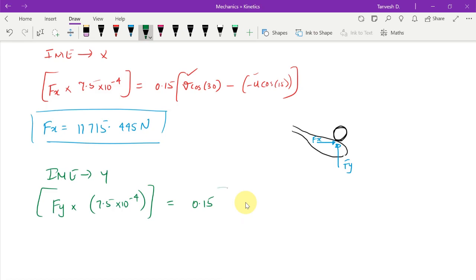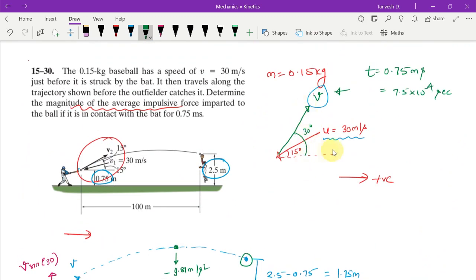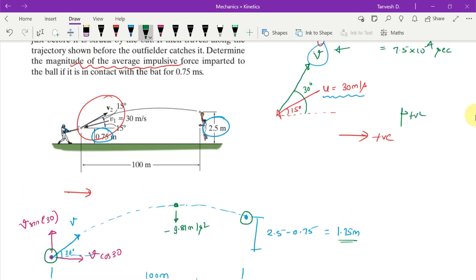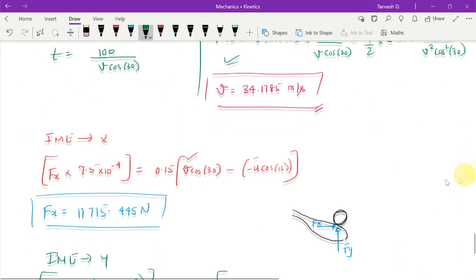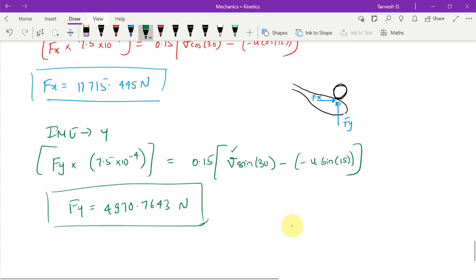So it is equal to mass into the final velocity Vy, which is upwards, we are considering as positive. So v sin 30 minus, this u will again have a downward component, so that is again a negative thing, minus u sin 15. So v we know and u also we know. We can find Fy from here. Fy comes out to be 4970.7643 newtons.